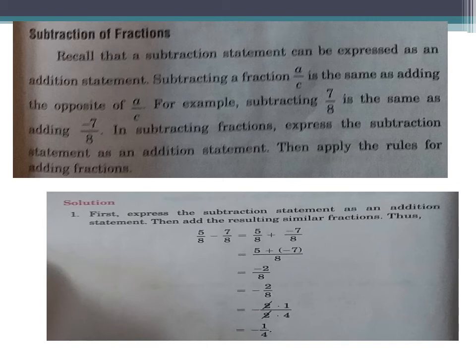Now, since negative 2 over 8 shares a common factor, which is 2, so 2 divided by 2, that is 1. Then 8 divided by 2, that is 4. So the answer is negative 1/4.